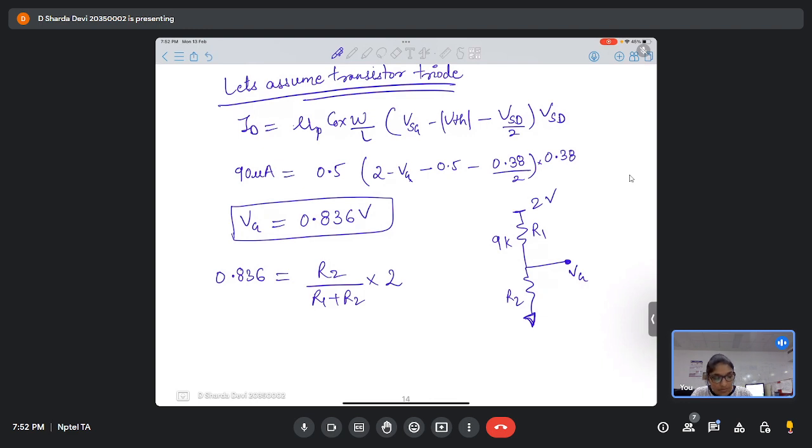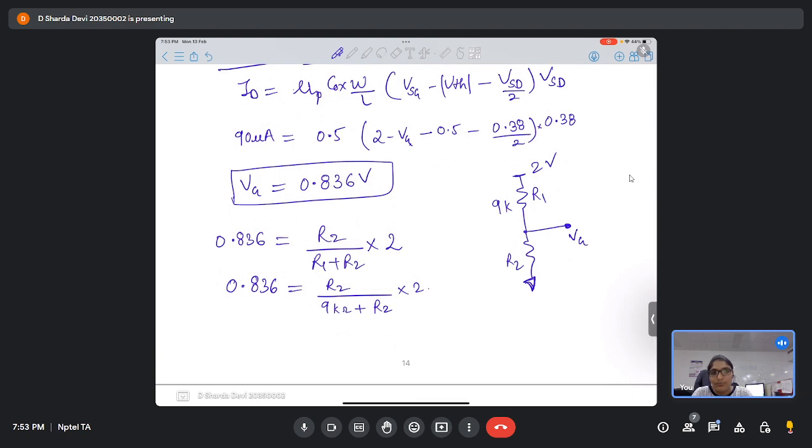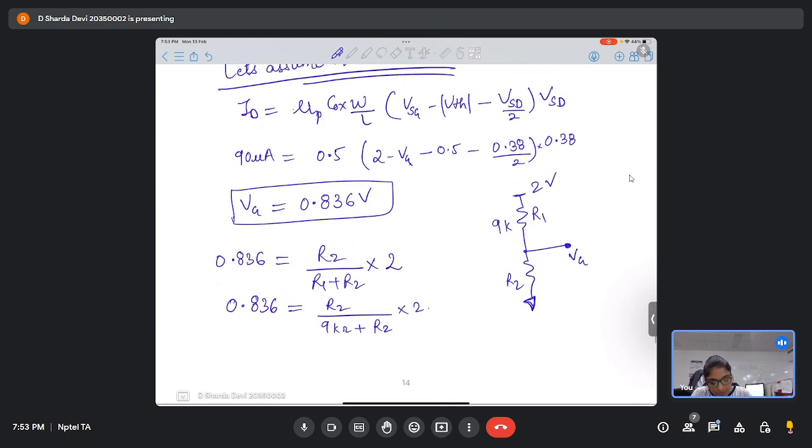It's a simple voltage divider, right? Resistor divider circuit. From there we can write this. Now here R2 is what we need to find out, and we already know R1. So we have to solve this equation to find the value of R2. So how much is the value of R2 that we are getting?